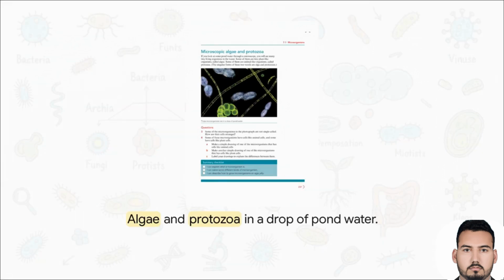And this brilliantly illustrates what's going on. If you look closely at just a single drop of pond water, it is absolutely teeming with life. You've got the plant-like algae with their bright green structures, and then you have the animal-like protozoa cells just swimming all around them.